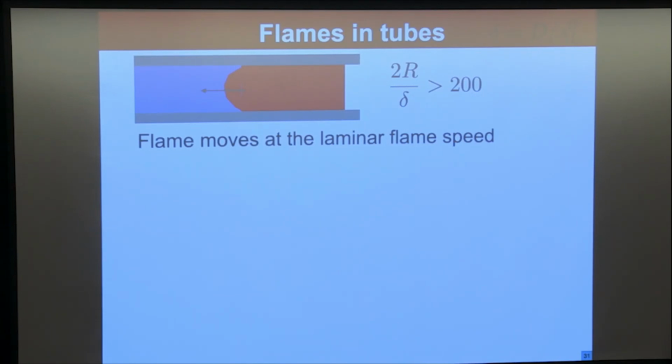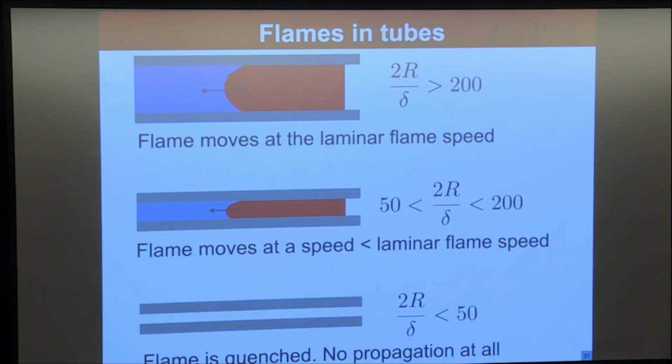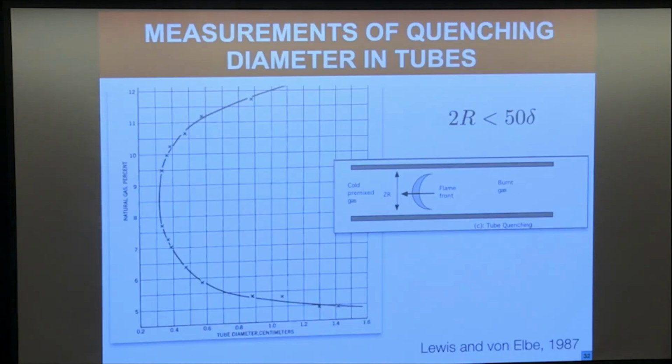Because it proves that if the tube is big, then the flame will propagate almost at the laminar flame speed. If the tube is smaller, it propagates at a lower speed, and if the tube is very short, less than 50, it does not propagate at all. You have flame quenching. So this was measured. That's also a very famous book. Actually, you should have one. The Lewis and von Elbe is old, but it's pretty good. And you have tube diameter for quenching here as a function of equivalence ratio.